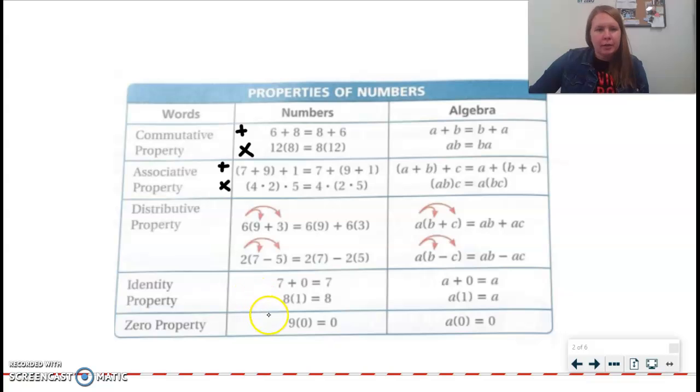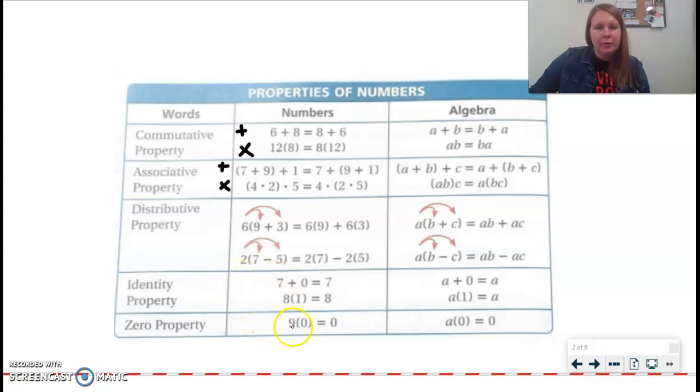The last two are a little bit simpler because they're your identity property and your zero property. Your identity property means that the identity of that number is going to stay intact. So 7 is 7, so what could make 7 still be 7? Well, adding a 0. Okay, 8, and what would still give you 8? 1. So if you're using multiplication, you multiply it by 1 to keep that identity the same. If you're doing addition, you just add a 0 to keep that identity.